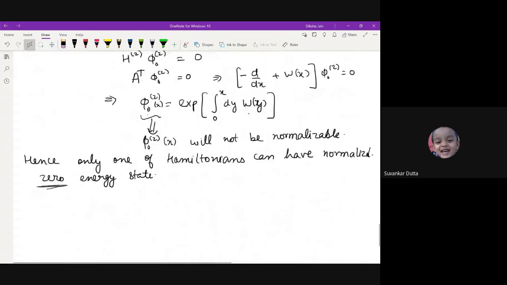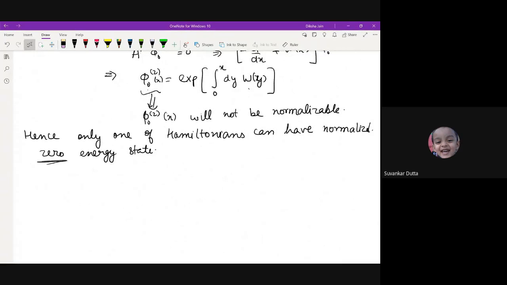So that's why I'm asking. Does this statement mean that only H1 or H2, whichever, will have the normalizable ground state?